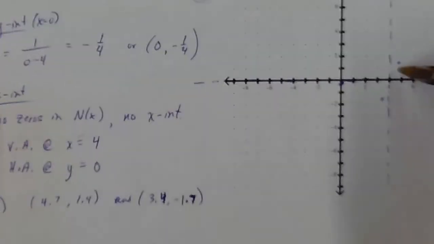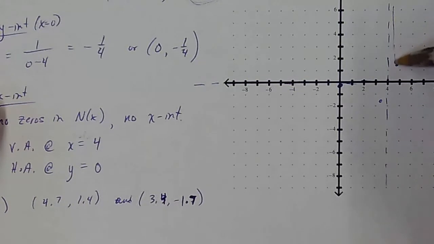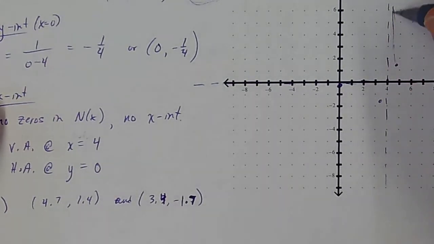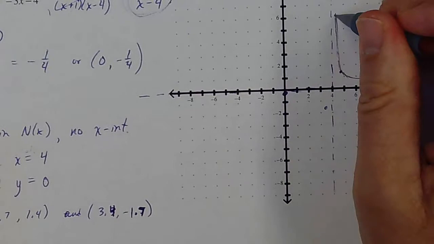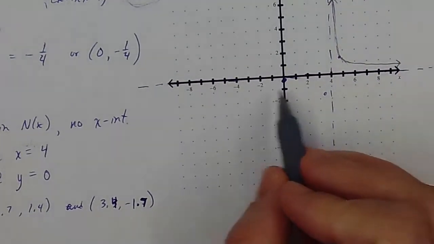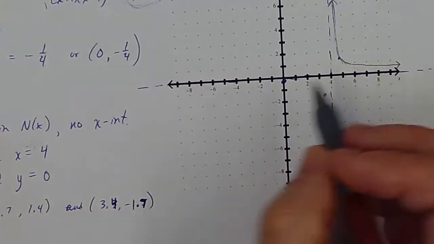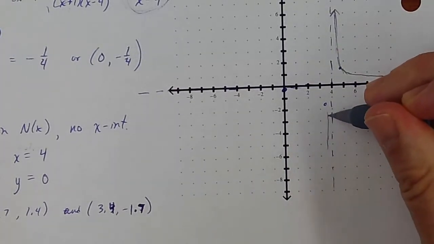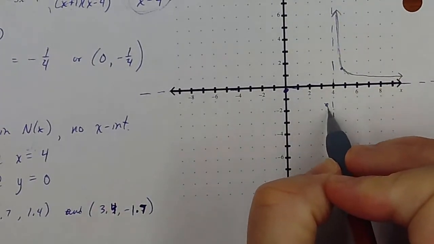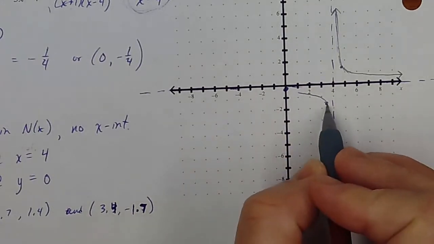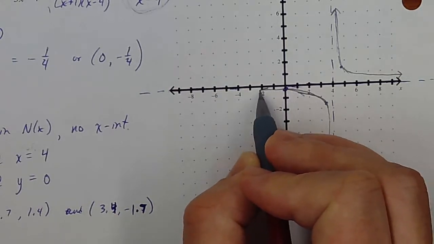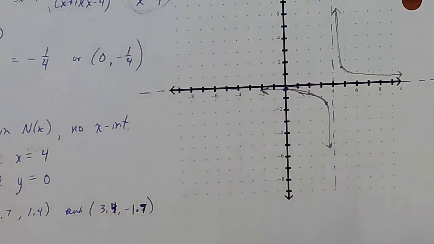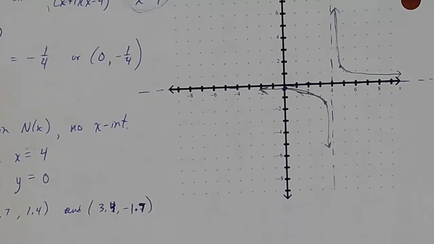All right, so 4.7, 1.4 is here. It's running along this VA. Let me use pencil for this, just in case I screw it up. Bend it along the HA, which is at y equals 0. Draw arrows to show it keeps going. There's that part, and then I'm doing kind of the same thing here, this shape through this point. And through the y-intercept. Kind of forgot about that. All right, there. So there's that graph.